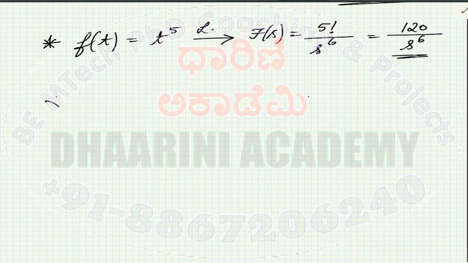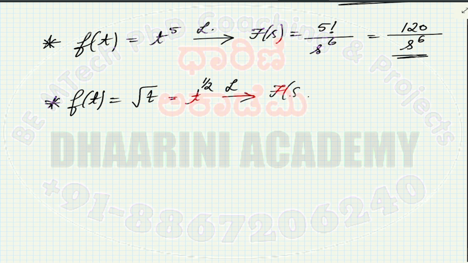Okay, let's go to the next question, that is f of t is equal to, let us say, root of t. Okay, root of t I can write as t to the power half, indicating that this is t to the n now. So f of s should be, if it is t to the n and n is not an integer, then I need to write gamma of n plus 1. So n plus 1 is half plus 1, which is 3 by 2. Gamma 3 by 2 divided by s to the power n plus 1. N plus 1, n is half, so this is s to the power 3 by 2.